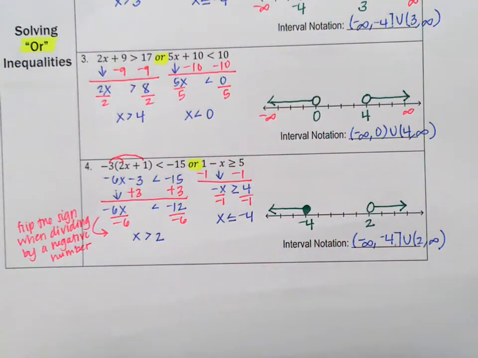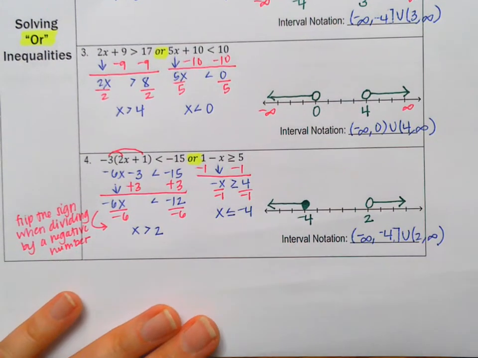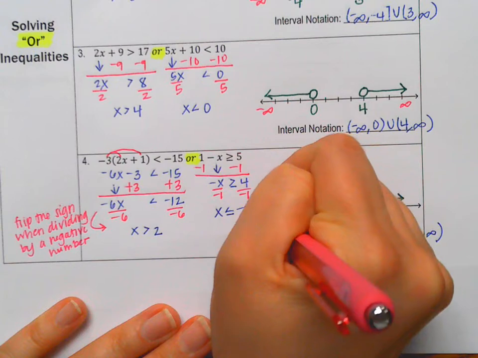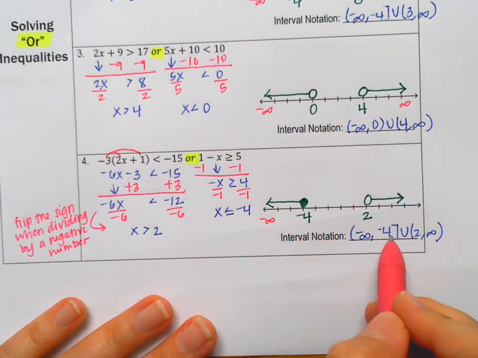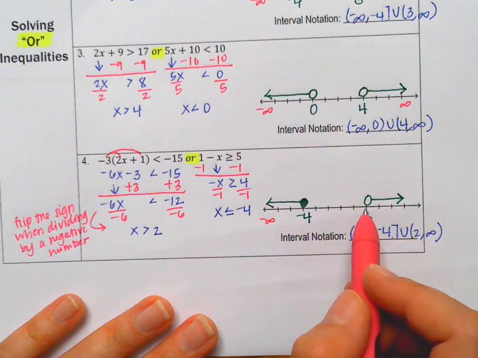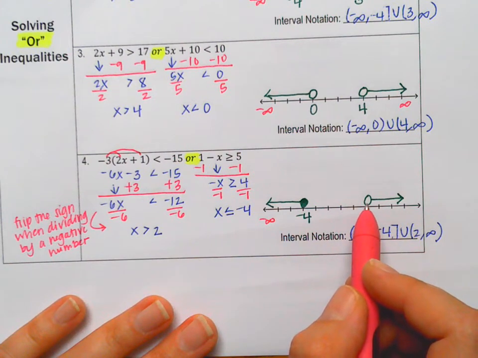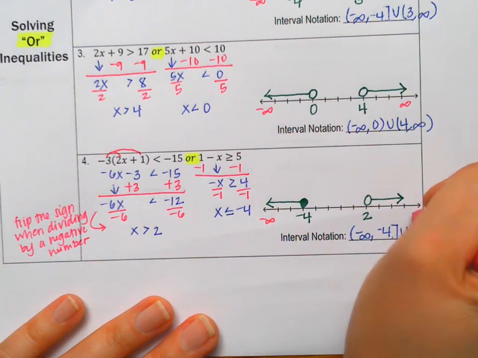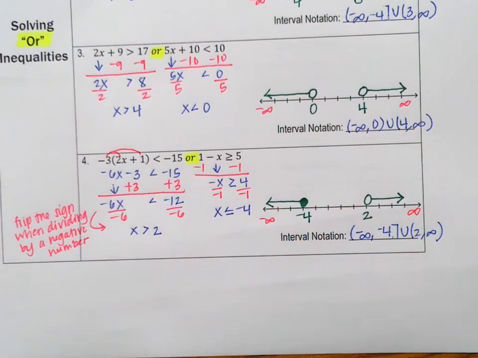Okay. So I got negative infinity because it's going in the negative direction forever, to -4 with a bracket because of the closed circle. There's a gap, so we put that union. Then 2 with a parentheses because it's an open circle, going in the positive direction forever, so infinity. So that does it for ORs. To me, the ORs are the easiest ones because it's really just 2 problems built into one.